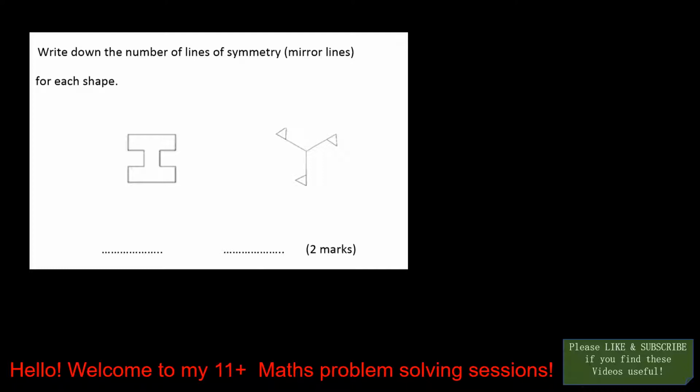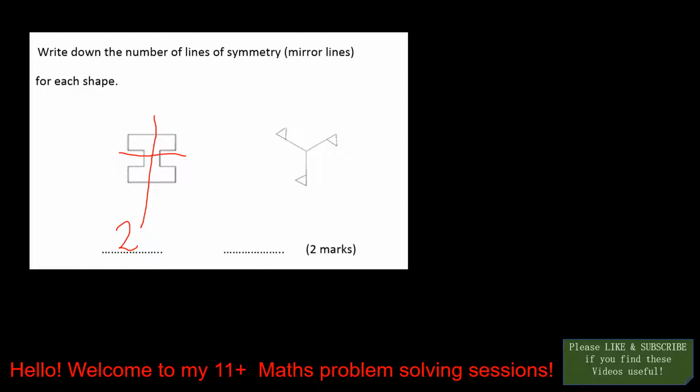This one tells me, write down the number of lines of symmetry or mirror lines for each shape. So the first one, we can have one along vertically, and that's going to be 1 because it cuts the shape exactly into 2 halves. There'll be another one horizontally. It's going to cut the shape exactly into 2 halves. My lines are not straight, but your lines will be straight because you'll be using a ruler. I do not have a ruler here. So then I'm going to write 2 here.